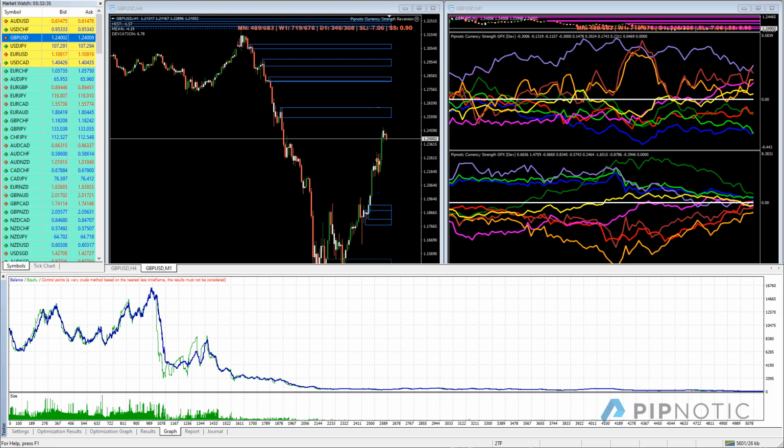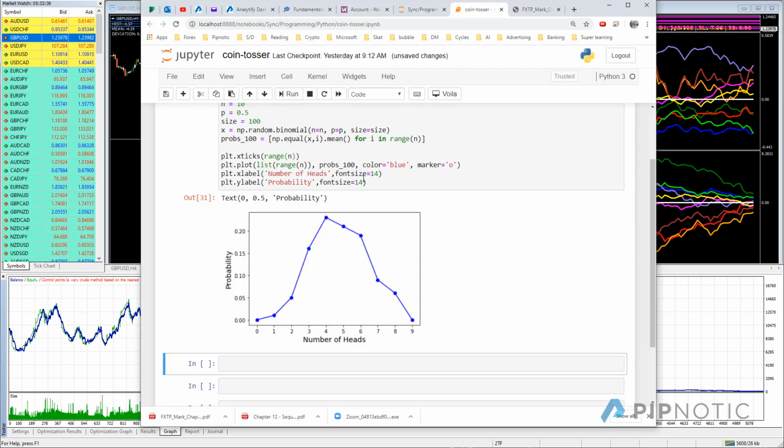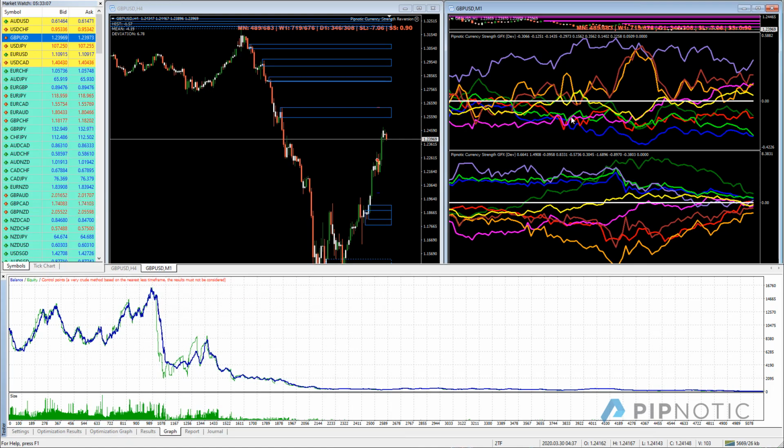Let's have a look at something else here. Let me just run this once again. Here we have a coin flip, so we have probability, number of heads. We have a very equal distribution in the number of heads and tails. It's almost identical. We have a 50% likelihood of it being tails and 50% likelihood of it being heads. This is fascinating because it goes to show that when we have an equal likelihood or probability of an outcome falling to our favor or to our disadvantage, then you need to apply other parameters.